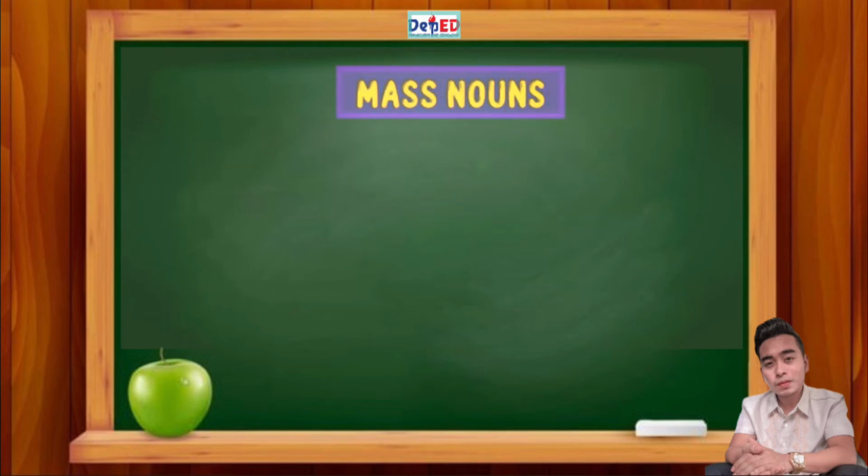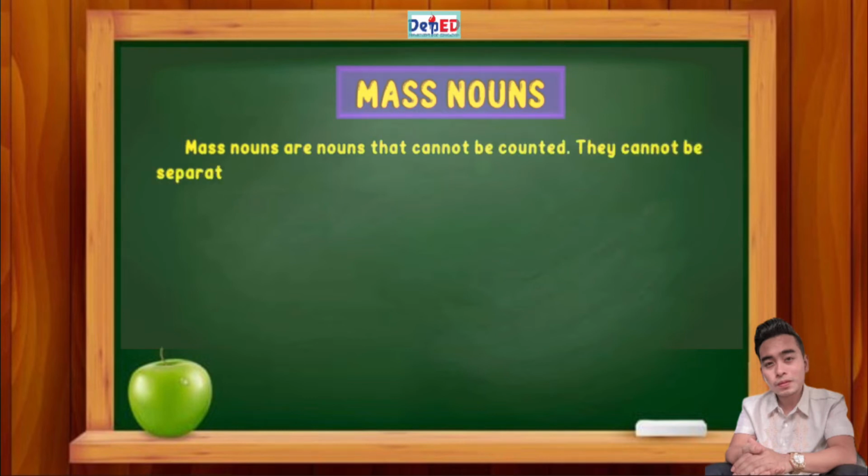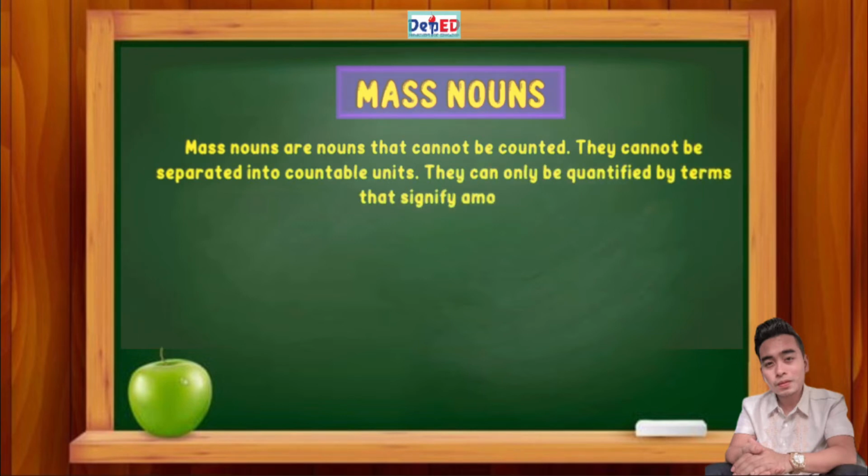How about mass nouns? Mass nouns are nouns that cannot be counted. They cannot be separated into countable units. They can only be quantified by terms that signify amount.